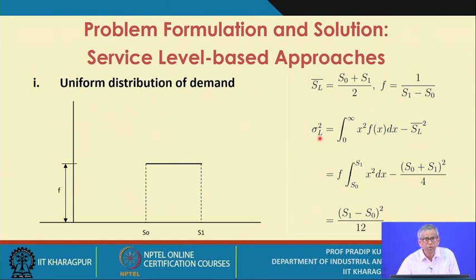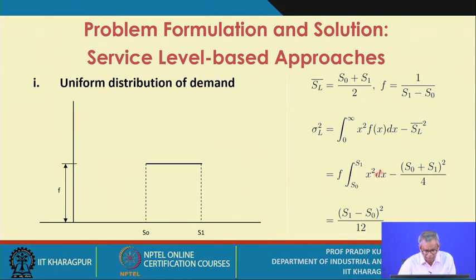Similarly, you can calculate the variance of the lead time demand, and it is the integration from 0 to infinity of x square fx dx. This is the general formula, I am sure that you are aware of, minus the square of the mean. So here this is SL bar square. Now when you substitute the expression for SL bar, that is (S0 plus S1) by 2, and here what you find is that Fx is F, that means 1 upon S1 minus S0, and then the integration from S0 to S1 of x square dx.